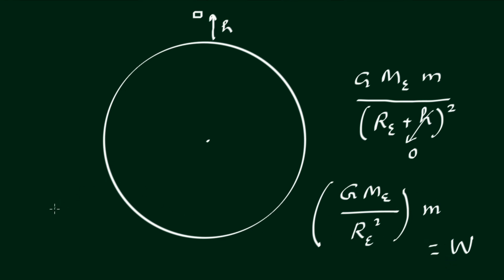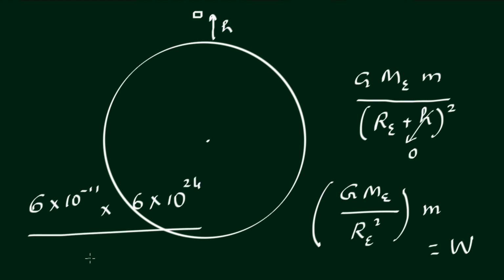Let's do a rough calculation. G, Newton's universal constant, is about 6 into 10 power minus 11. Mass of the Earth is approximately 6 into 10 power 24. I'm going to do a very approximate calculation. Divided by the radius of the Earth, that is 6,400 kilometers. So that is 6.4 into 10 power 3 kilometers. That becomes 10 power 6 meters. Don't forget, we've got to square that.